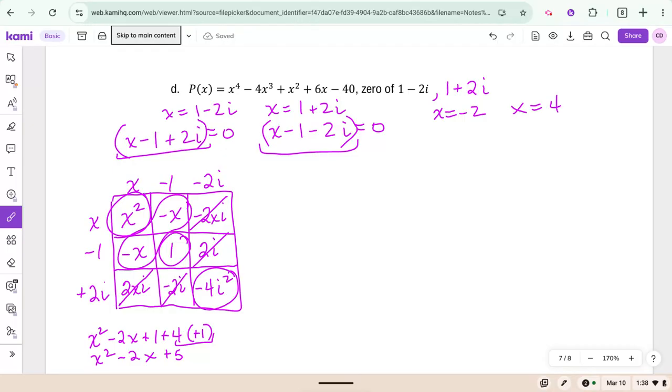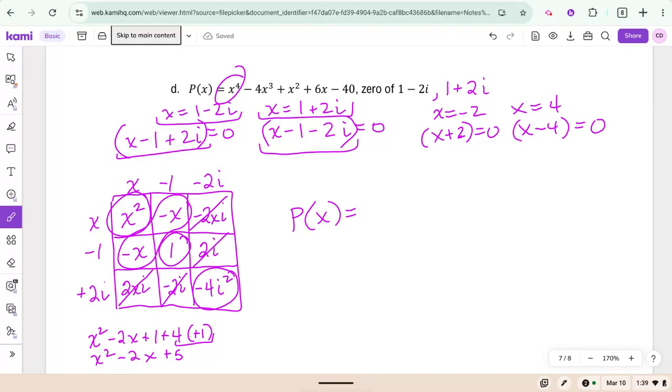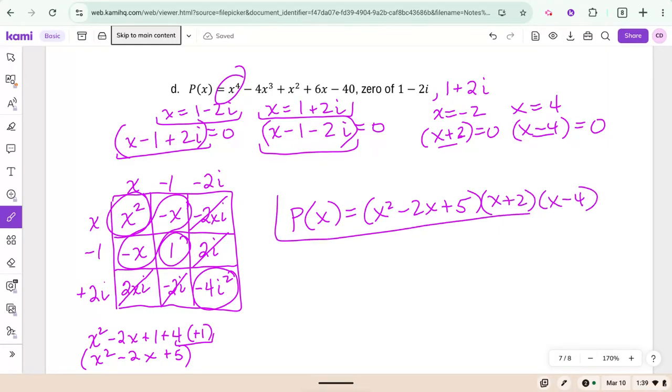And again, I know that there are going to be 4 because it's x to the 4th power. I was given one of the complex numbers, so I know the other one has to also be. So then I'm adding 2 to each side, subtracting 4. So all the hard work is done. So I'm taking this x squared minus 2x plus 5, which by the way does not factor anymore, and then my other two factors, x plus 2 and x minus 4. Whew.